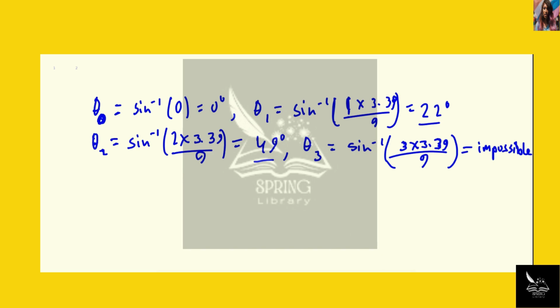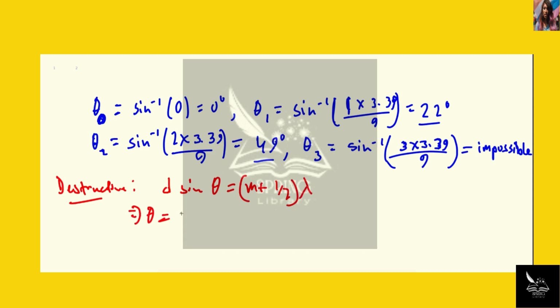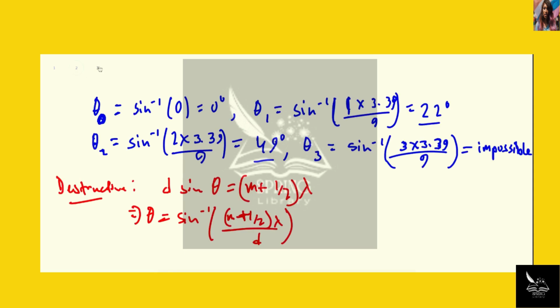And then for the destructive interference, I use red ink here, the formula is d sine theta equals m plus 1/2 lambda. So similarly, theta is arc sine of, this time, m plus 1/2 lambda over d. Okay, and so let's again do the same thing of trying out different values of m for the corresponding theta.